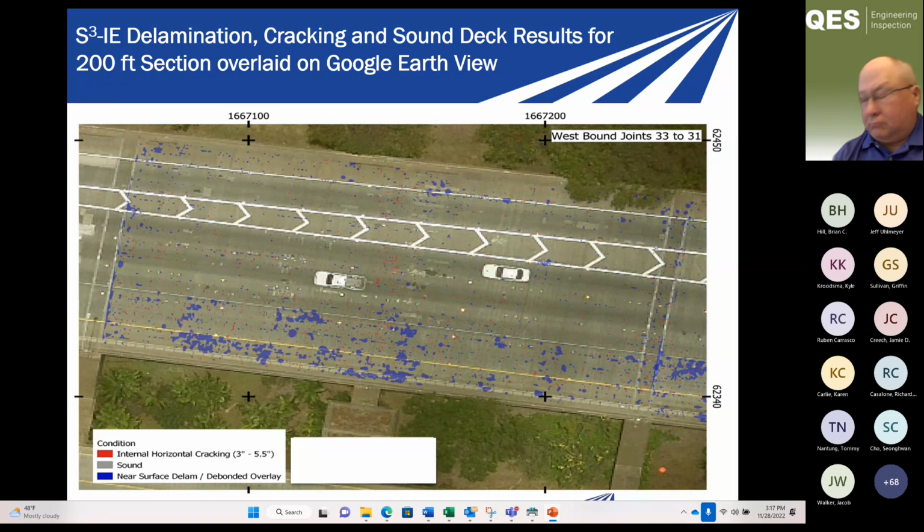If you go to the next slide, this is just a zoomed in view of that same data. Again, because we have the GPS in there, we can put it on the available satellite imagery, and you can get an idea of where to concentrate potential repairs. Okay, which lane do we need to focus on fixing? Which can we leave alone?